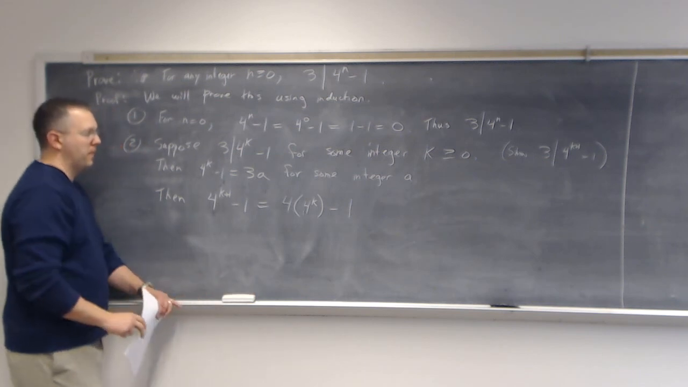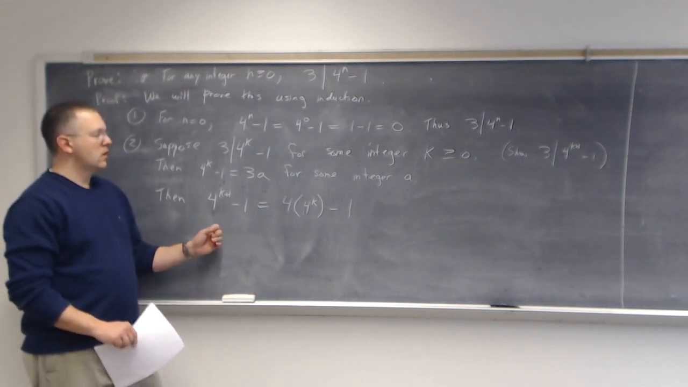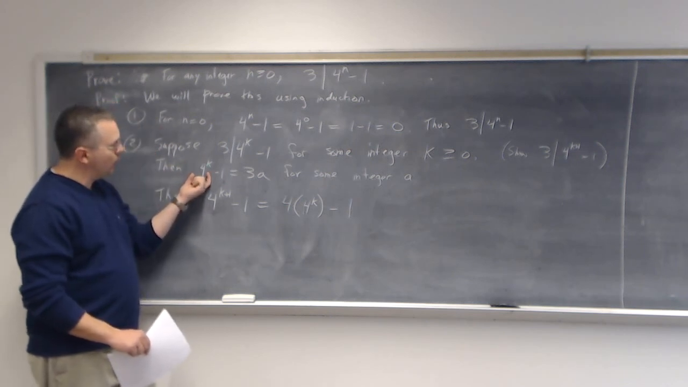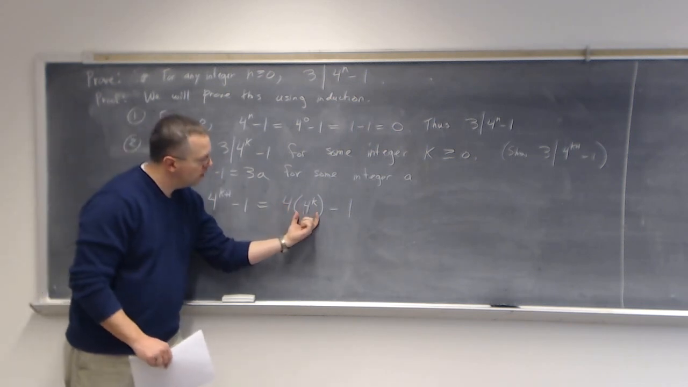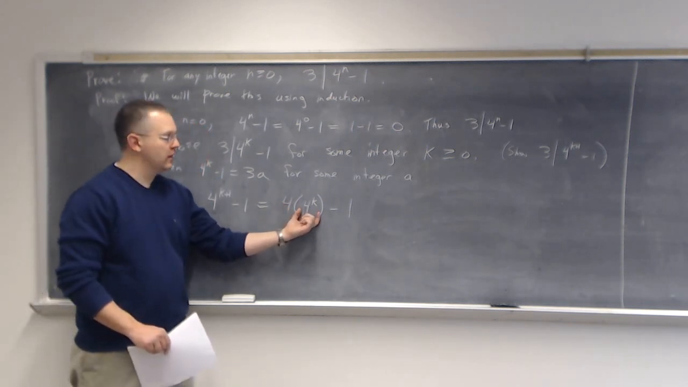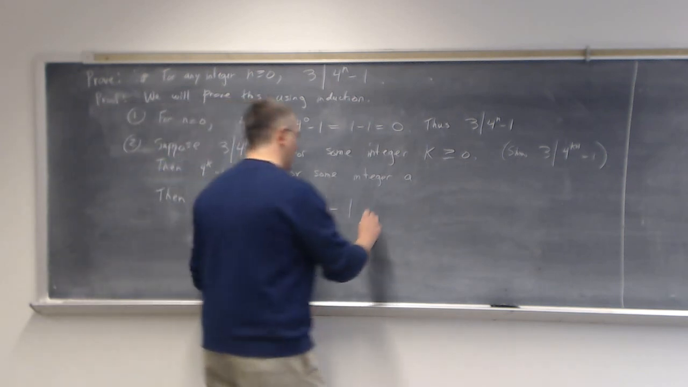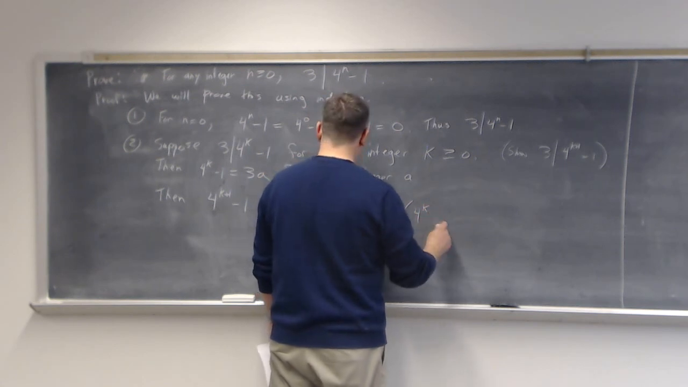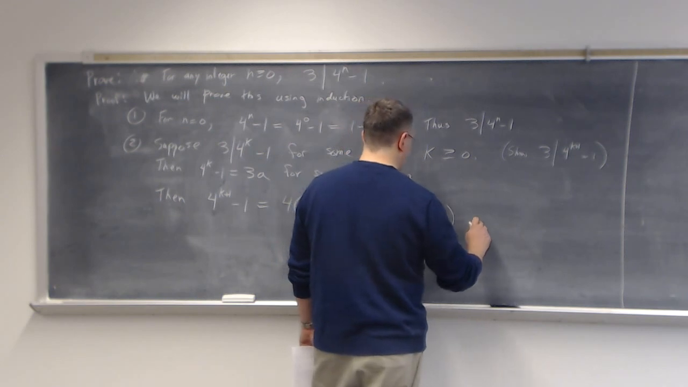Okay? Any questions? 4 to the power k minus 1. But here, I have 4 to the k. I'd like to put in a minus 1 right here. So this is a common trick. You add and subtract a quantity, and the equation will remain the same.